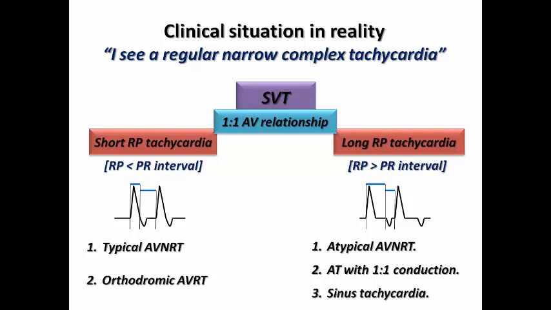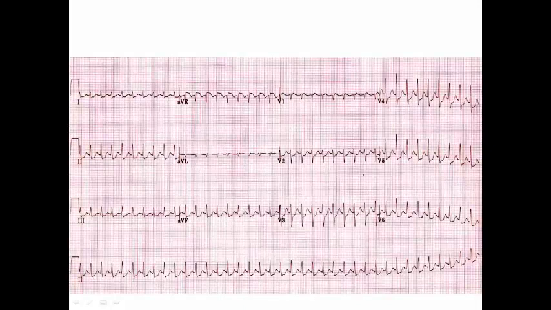And of course, sinus tachycardia is classified as long RP tachycardia. So let's see this example here. We have here regular narrow complex tachycardia suggestive of SVT. But what we can see here is a slight apparency or notching at the end of the complex, appearing in leads 2, 3, AVF, and in AVR and V1.